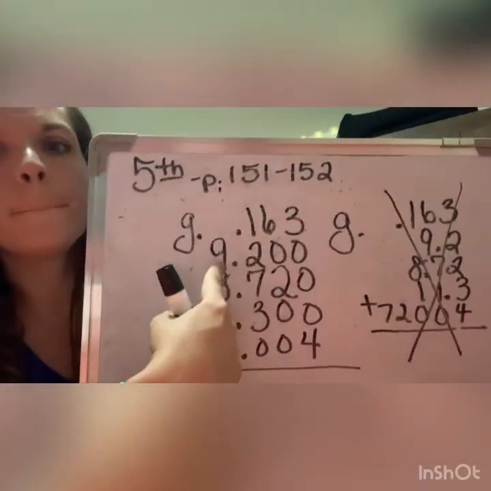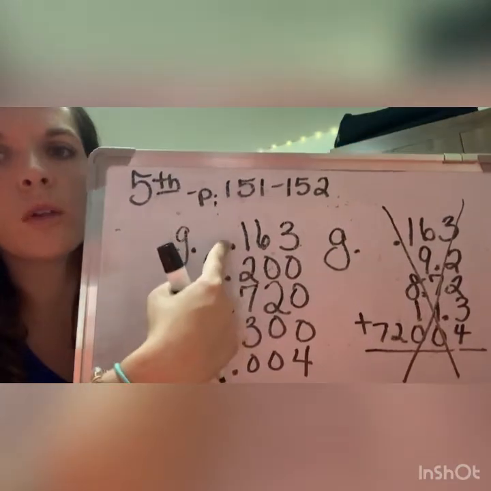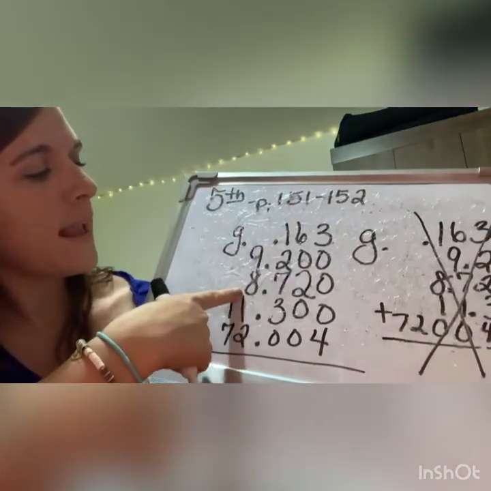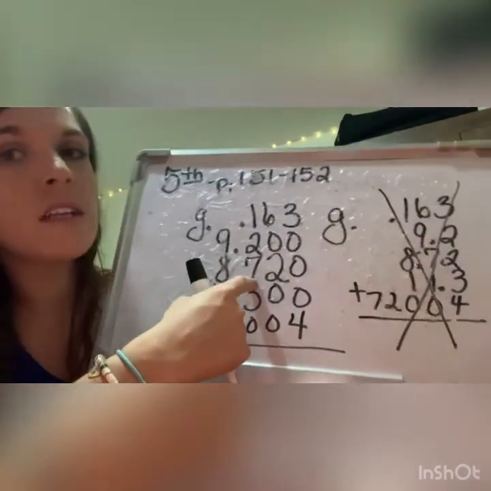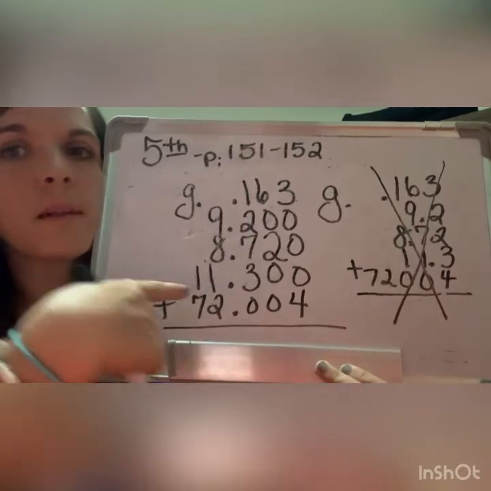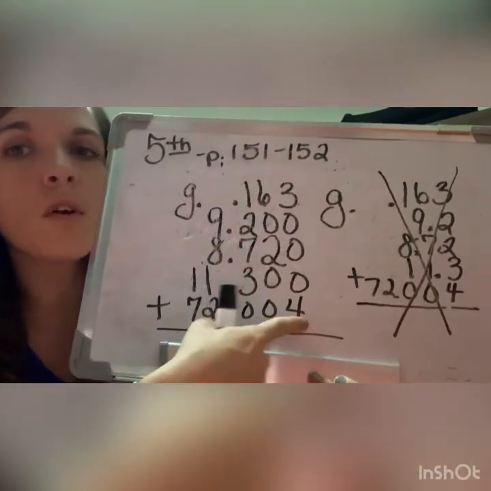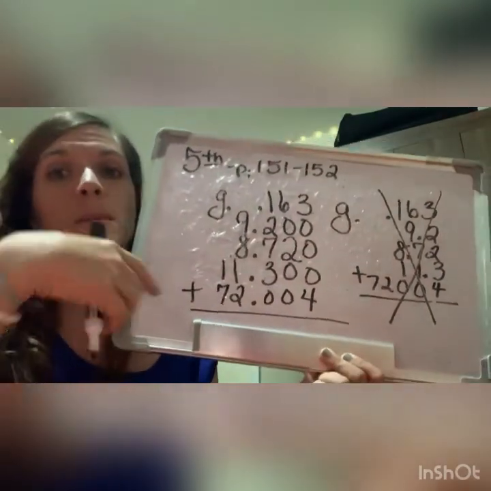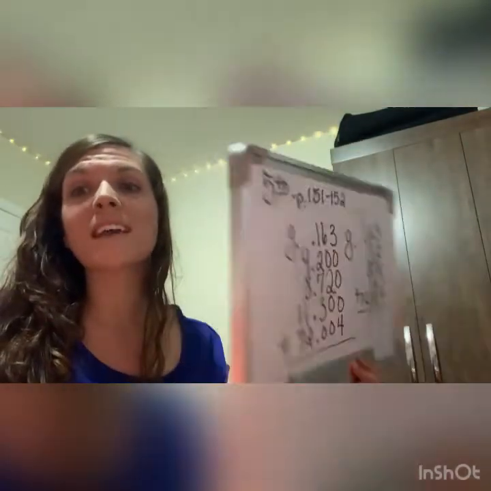0.163, 9.2. You line up the decimal places. 8.72. 11.3, lining up the decimal places. 72.004. And I fill in my zeros where I need them so you can add them. And I know you can add them by yourself, so I'm not going to do that part for you, okay? But that is your lesson for today, you guys.